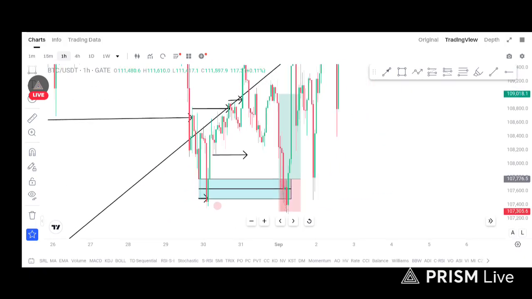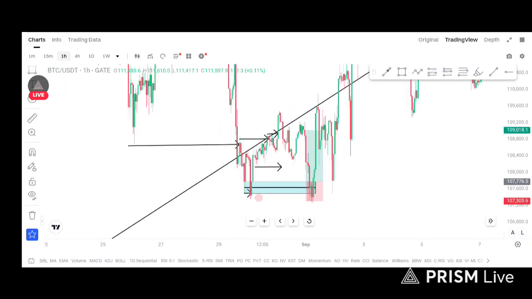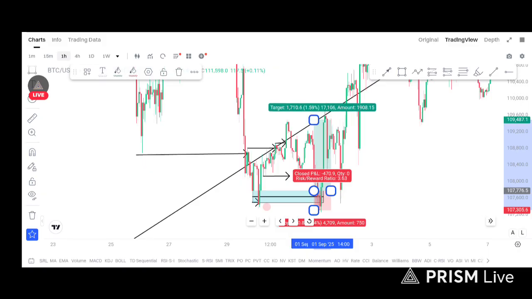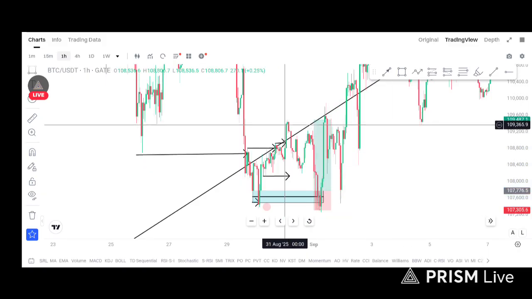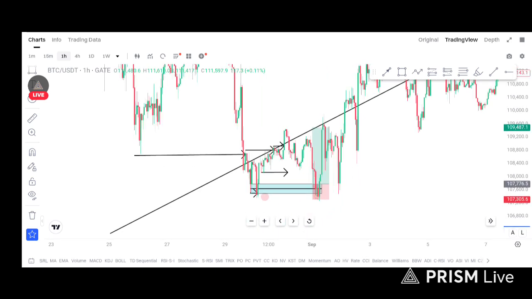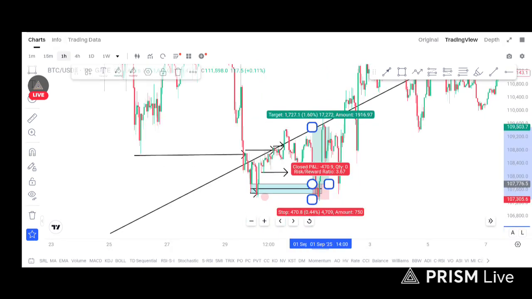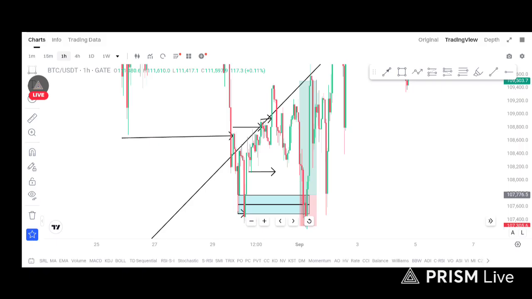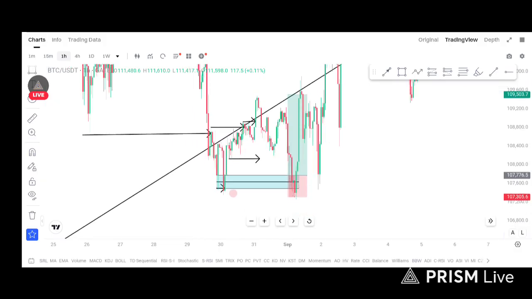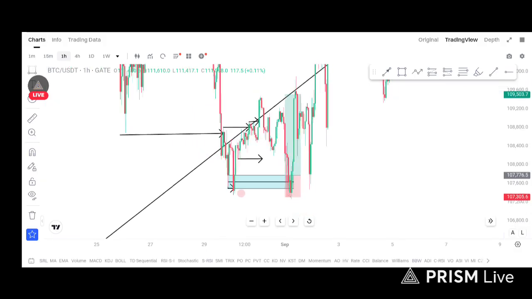This is so painful, man. So you are going to be targeting this high, right? This is the high you are going to be targeting. So that's your target. So market just took us out. But you see, the system is working perfectly well. Like I've seen it. Boom, took us out and went in our direction.